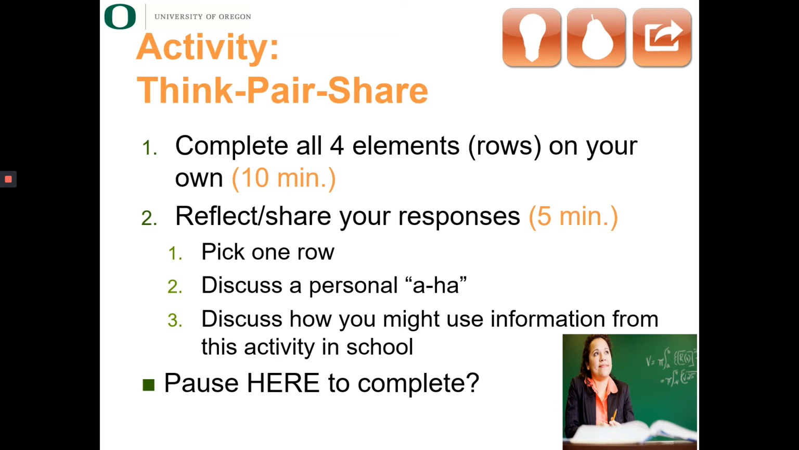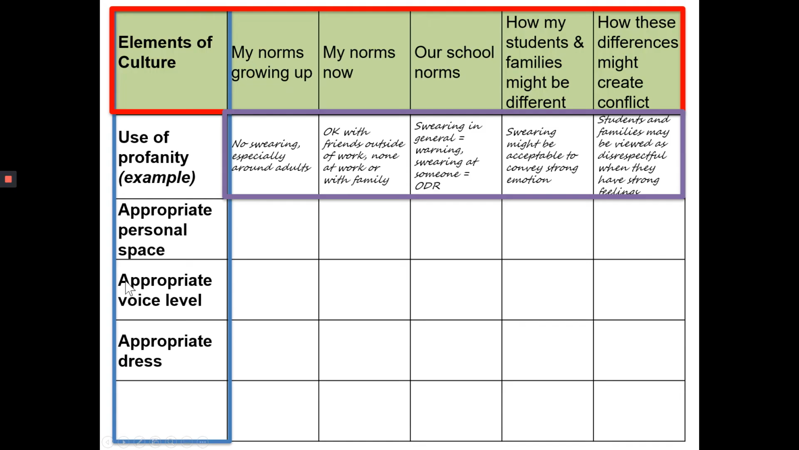So I want to show you the step-by-step of how to do this. If you're doing this by yourself, you can walk through it, or these might be directions that you could give to a group. You would start by completing the rows on this document here: use of profanity, personal space, and voice level, matched with the columns on the top there. My norms growing up, my norms today.